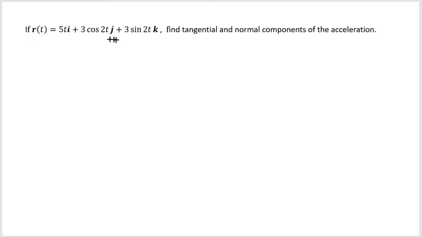You have a helix. Its cosine and sine give you some circular motion with radius 3, but the x-coordinate is increasing at 5t. So if it's x, y, and z, then this thing is rotating but moving towards the x. Okay, so that's basically the idea.